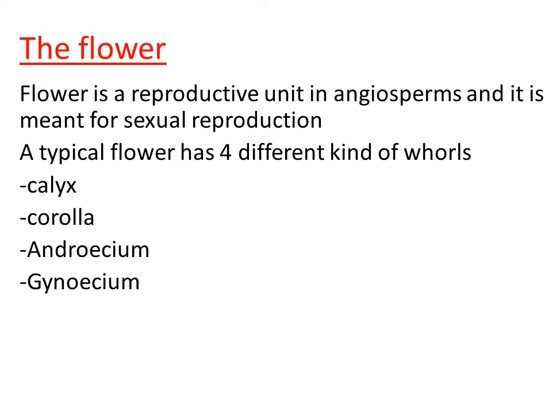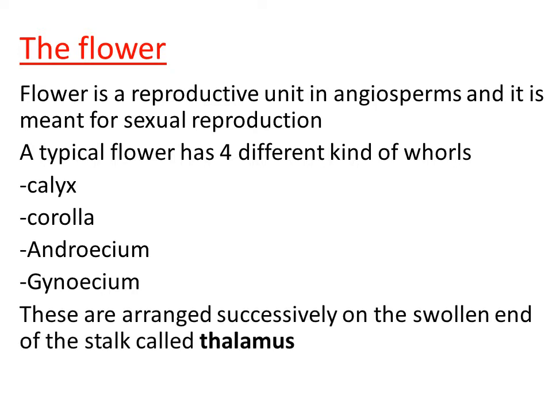Corolla, followed by the third floral whorl, that is androecium, and the central whorl is the gynoecium. So these four different whorls are arranged on a receptacle called the thalamus. They are arranged successively on the swollen end of the stalk called thalamus. So let us study each of the whorls of a flower.